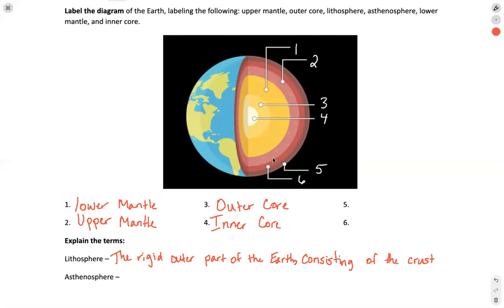And then the asthenosphere, talked about in the doodle notes as well. We know it's the layer under the lithosphere that has all of that melted rock that goes through convection. Remember, convection is where that hotter molten rock is rising and the cooler molten rock is lowering. So we have all those convection currents in there.